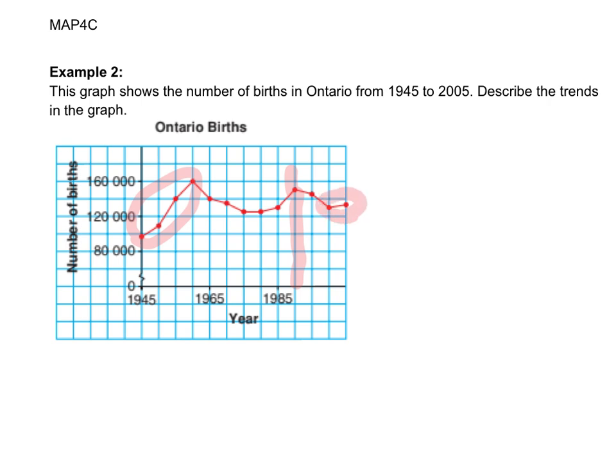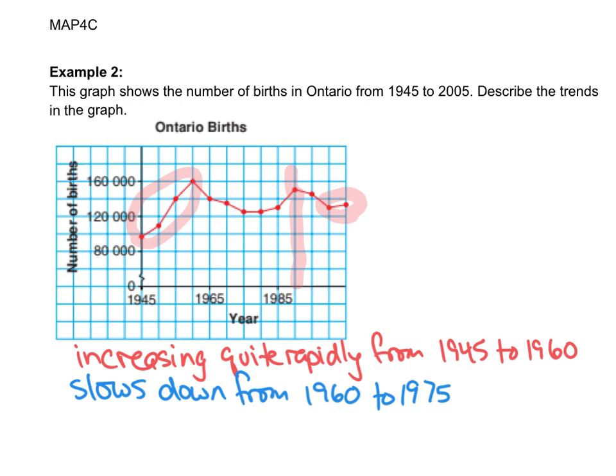Now, this is just in Ontario. This is not global. And so when you are asked to describe the trends on a graph like this, you would say things like, well, it is increasing fairly quickly, and then it decreases for a number of years, and you would outline the number of years. And then after about 1975 here, you can see that it's fairly flat to 1985, at which point there's an increase from 1985 to 1990, and then it plateaus off again.